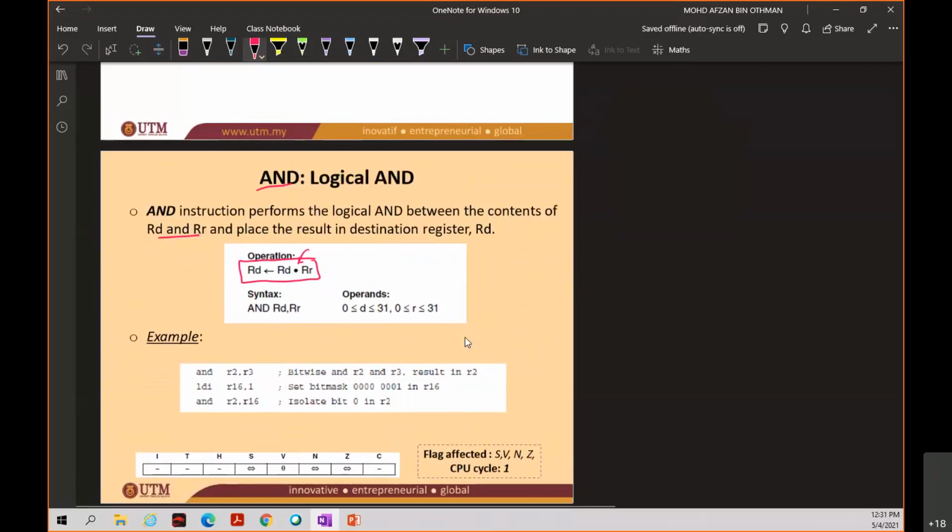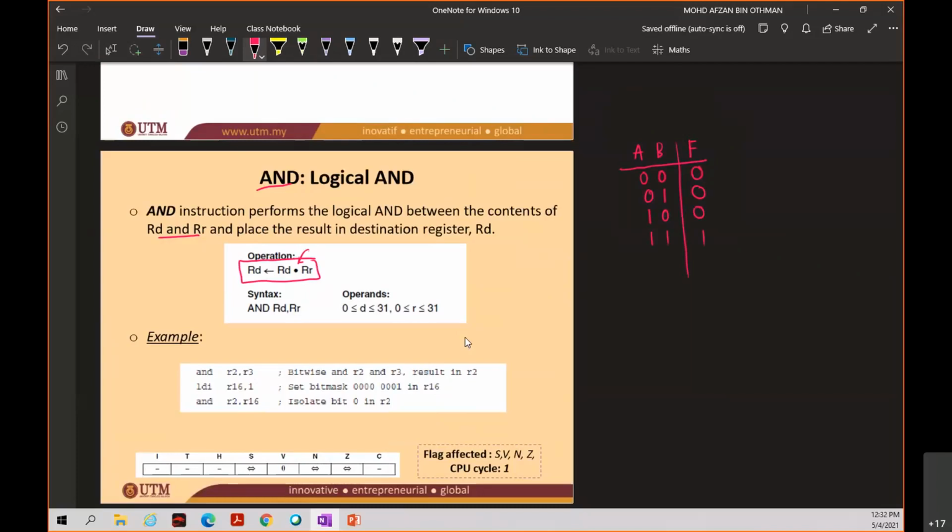For the AND, you need to recall back the truth table of logical AND. So this is A, B, and F. The truth table of logical AND is 0, 0, 0, 1, 1, 0, and 1, 1. What happens if both inputs are 0, the output F will be 0. And 0, 1 also you get 0, 1, 0 the output will be 0, and 1, 1 the output will be 1.